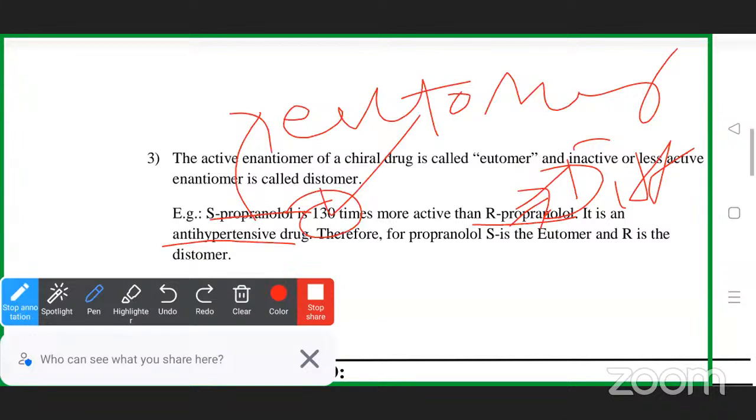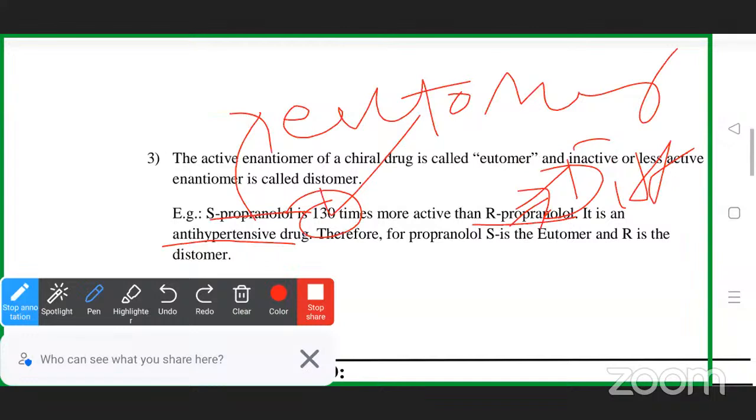So in that case, what you do? Simply you define both the terminologies here. What is eutomer and what is distomer? You write the definition of both things, and you give one example like S-propranolol. Okay, or you can take any other example here, right?